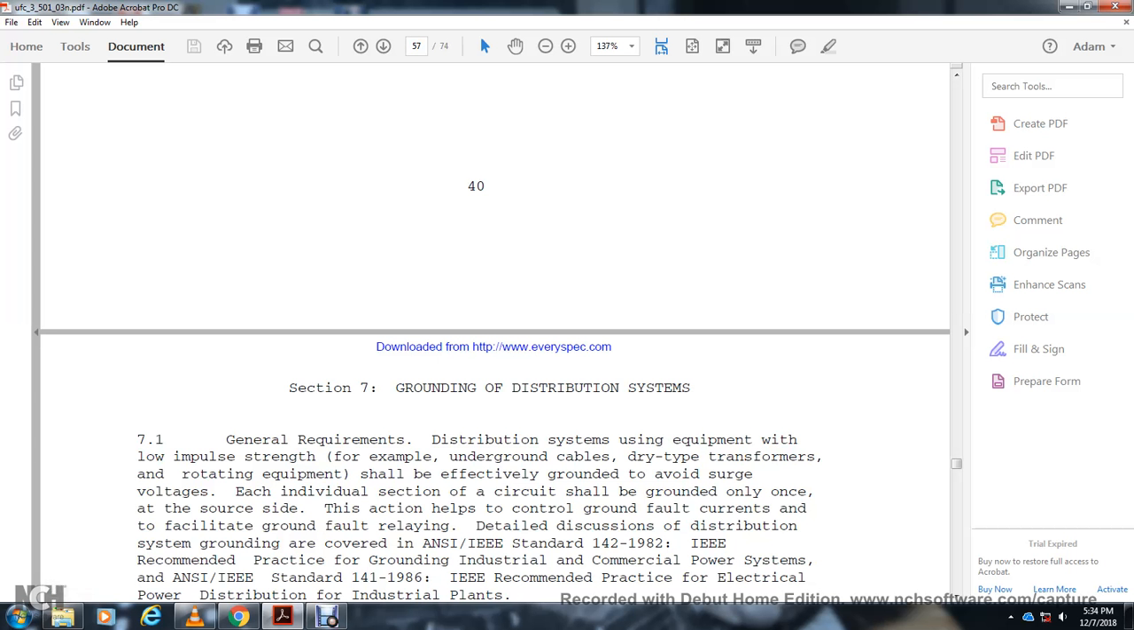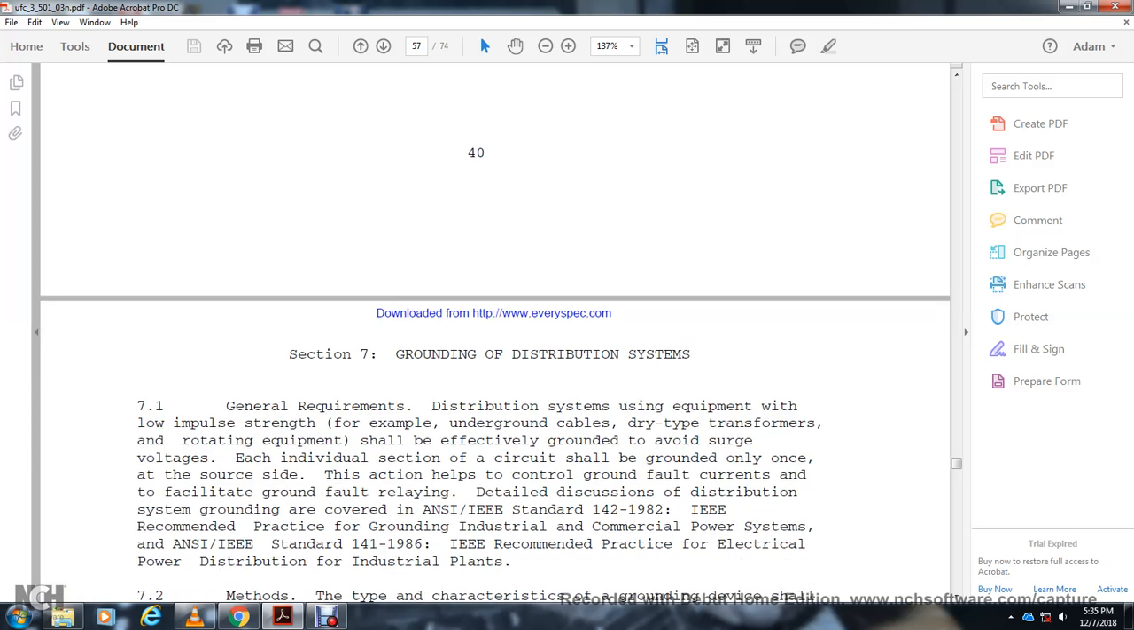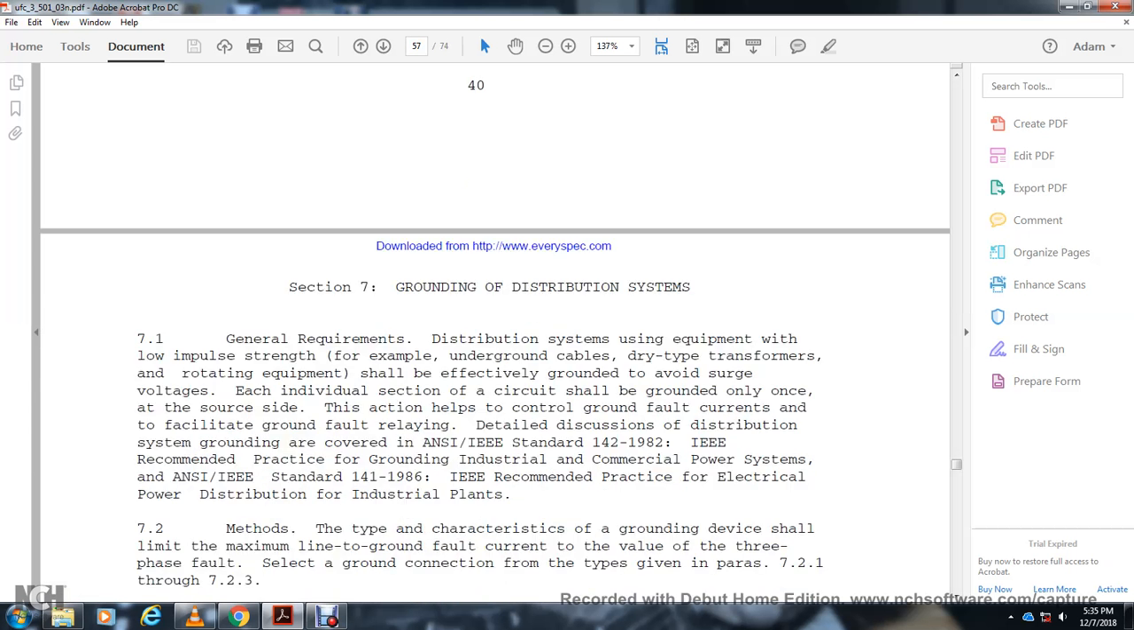The ground was covered in the ANSI standard 142 in 1982 with the IEEE recommended practice of the ground industrial commercial power system. ANSI IEEE standard 141 1986 with the IEEE recommended the practice of the electrical powers distribution by the industrial plant method. The type of the character of the ground device shall be limited the maximum line with the ground fault with the current with the 3 phase fault with the select of the ground connection with the type of the given in paragraph 721 through 723.